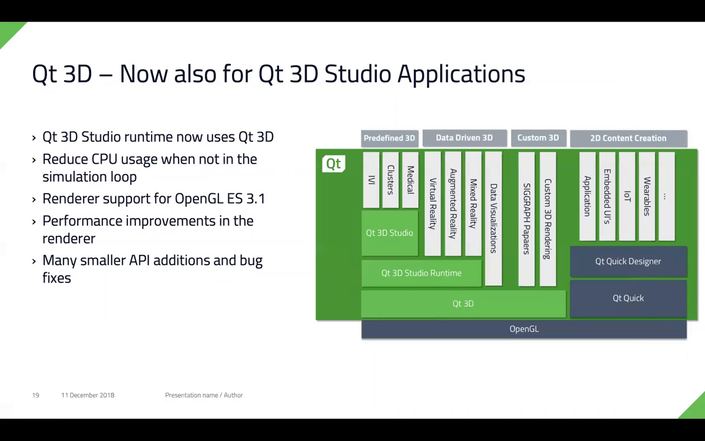We've done lots of work there to reduce the CPU usage when no animations are running, especially added support for OpenGL ES 3.1 and making use of that, and a lot of performance improvements in the renderer to make it faster. In addition to that, there have been a couple of smaller API additions and quite a lot of bug fixes.